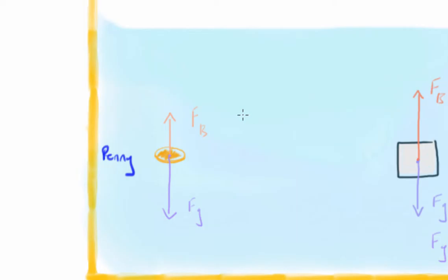We know F sub b, just like the buoyant force on the ice cube, is equal to density of the fluid times volume of the fluid displaced by the object times gravity. Looking at the gravitational force here, it's the same variables as for our ice cube.